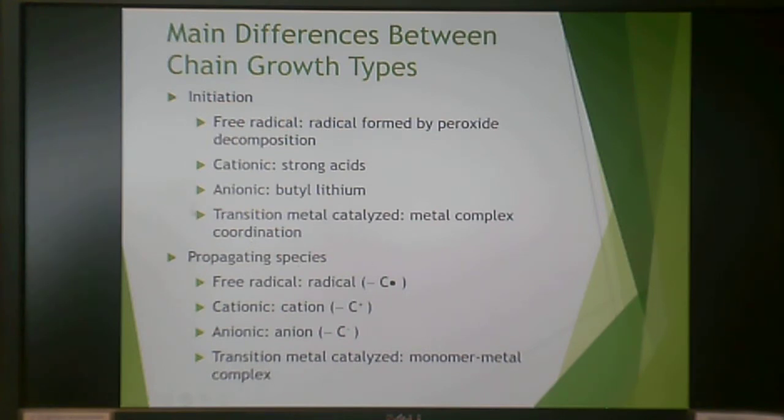And the propagating species also differs. So this is what your end of the chain looks like. This is one electron, or a free radical, on the end of the chain. For cationic polymerization, you have a cation, or a positive charge, at the end of the chain. And for an anionic polymerization, you have an anion, or a negative charge, at the end of the chain. And for a transition metal catalyzed polymerization, you have a monomer metal complex at the end of that chain.